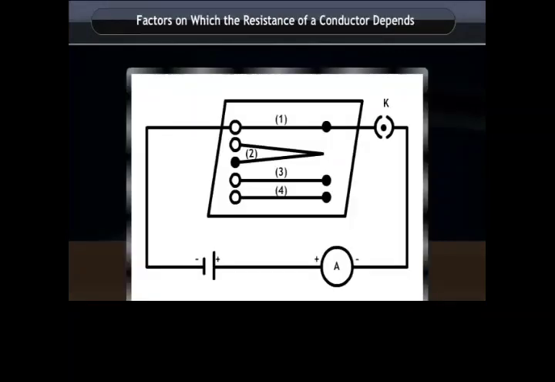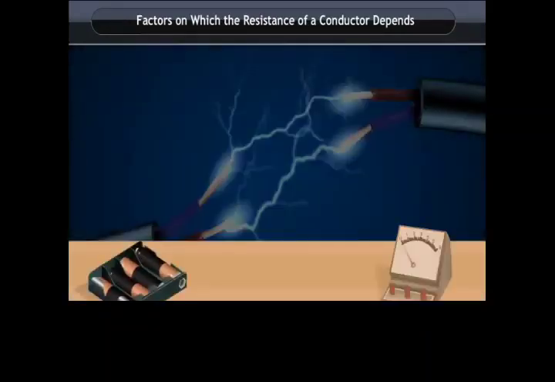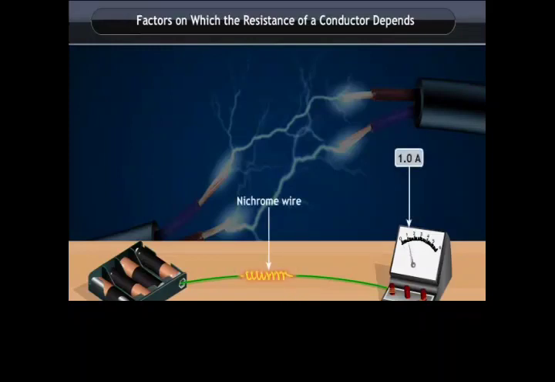Factors on which the resistance of a conductor depends. Let us do an activity. Set up the circuit by connecting 4 dry cells of 1.5 volts each in series with the ammeter, leaving a gap XY in the circuit as shown here. Replace the nichrome wire by another nichrome wire of the same thickness but twice the length, that is 2L. Note the ammeter reading. Now replace the wire by a thicker nichrome wire of the same length L. A thicker wire has a larger cross-sectional area. Again note down the current through the circuit.